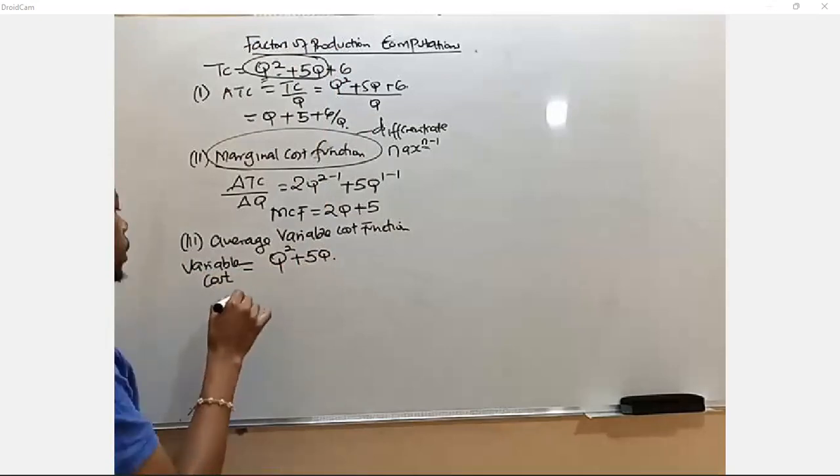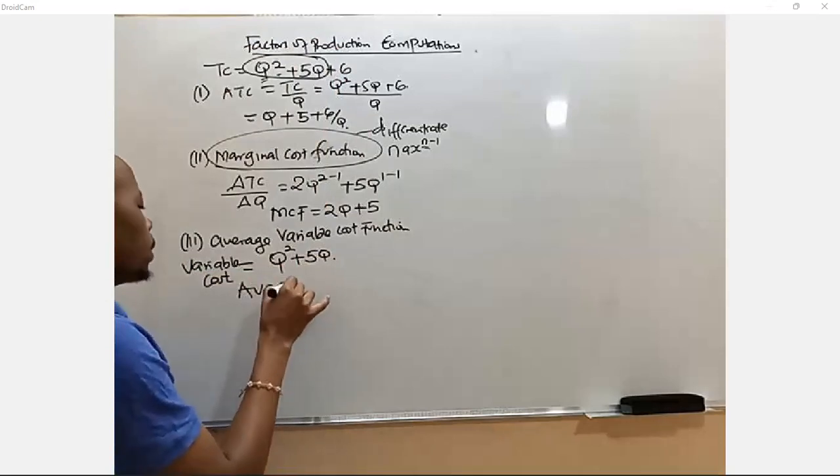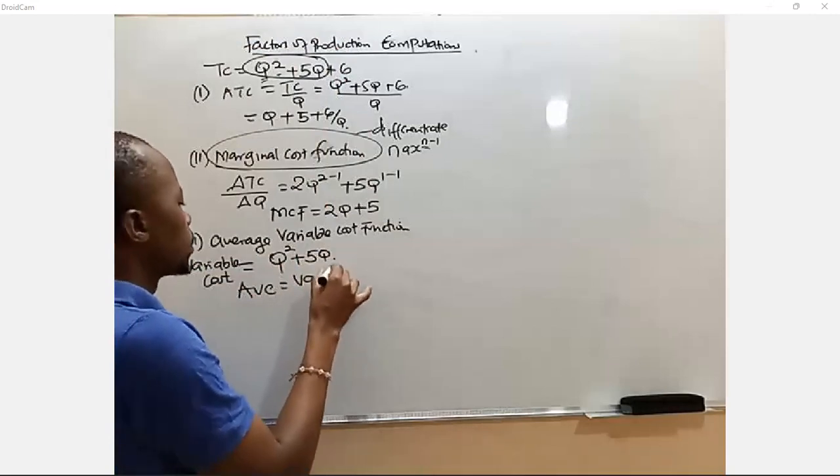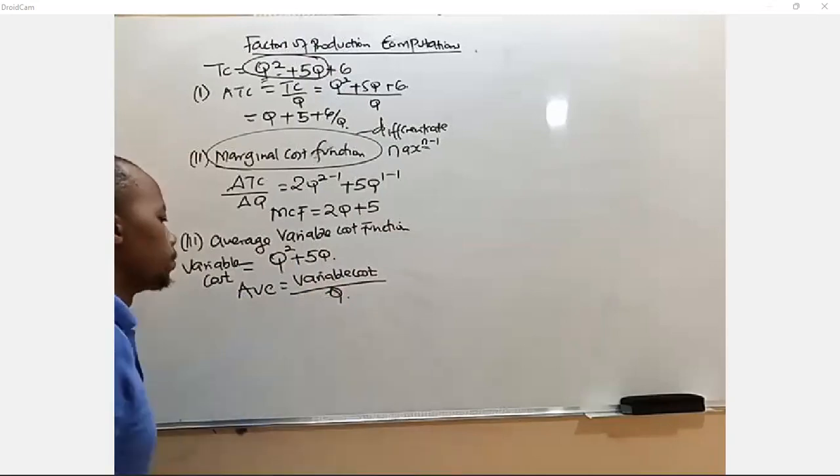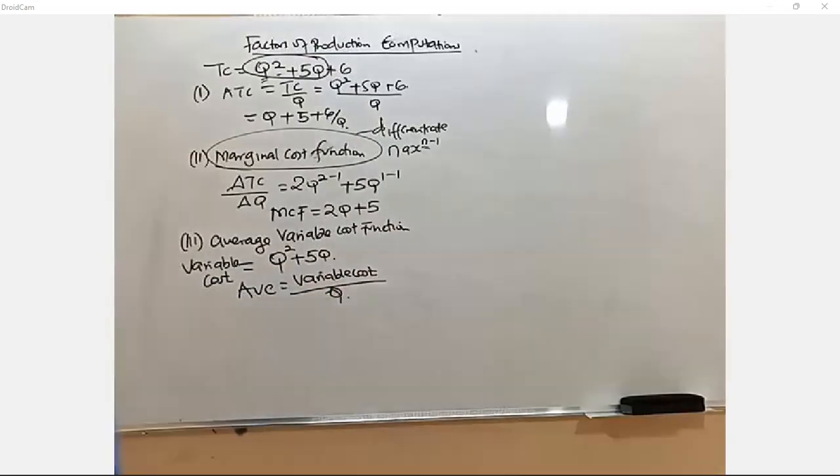So how am I going to get the average variable cost? By taking the variable cost and dividing it by Q. Just give me 1 minute, please.